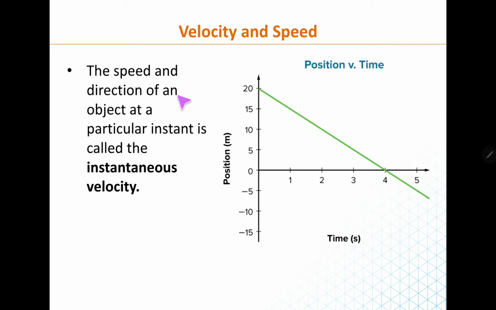The speed and direction of an object at a particular instant is called the instantaneous velocity. For example, if we need to calculate the velocity at a particular moment, we will use the instantaneous velocity, and this is the definition for instantaneous velocity.